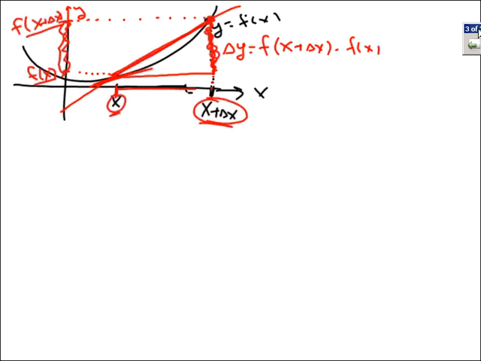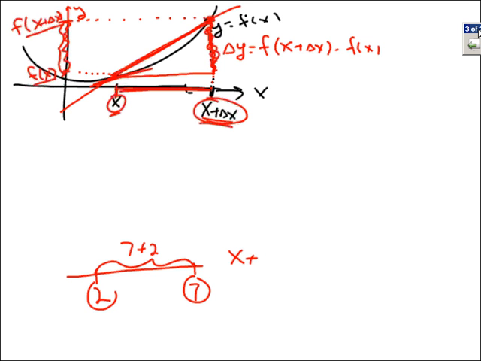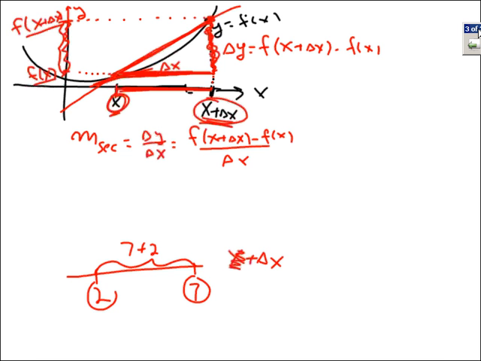And remember, this distance, I said it was delta x, but if you don't believe it, if you go from 2 to 7, how long is this? It's the right number minus the left number. It's 7 minus 2. It's x plus delta x minus x. I'll take away x. It's delta x. But this distance is the same as this distance in the triangle. That's delta x. Okay? So the slope of the secant line is the change in y over the change in x, like any slope. That is, it's f of x plus delta x minus f of x over delta x.